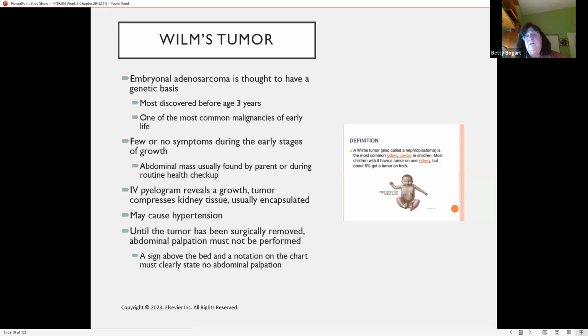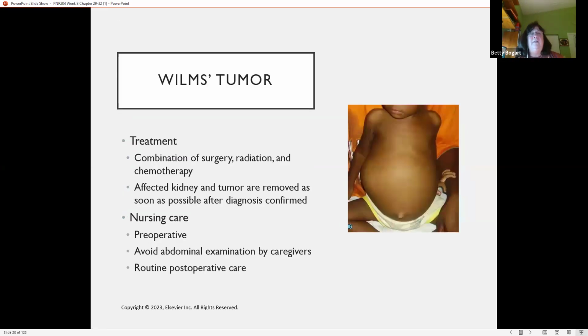The biggest nursing responsibility is do not palpate that abdomen. We don't want anything breaking off in there. So that's your Wilms tumor.